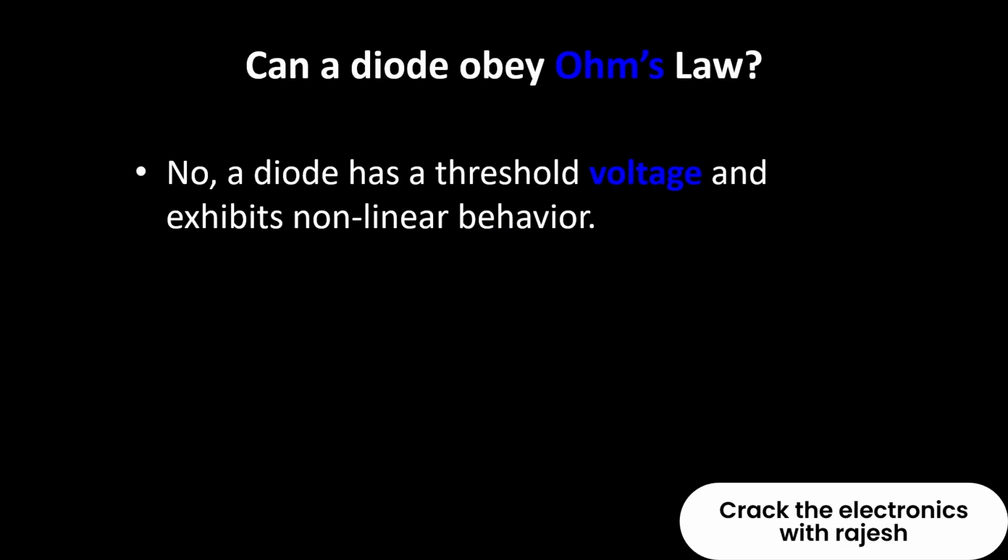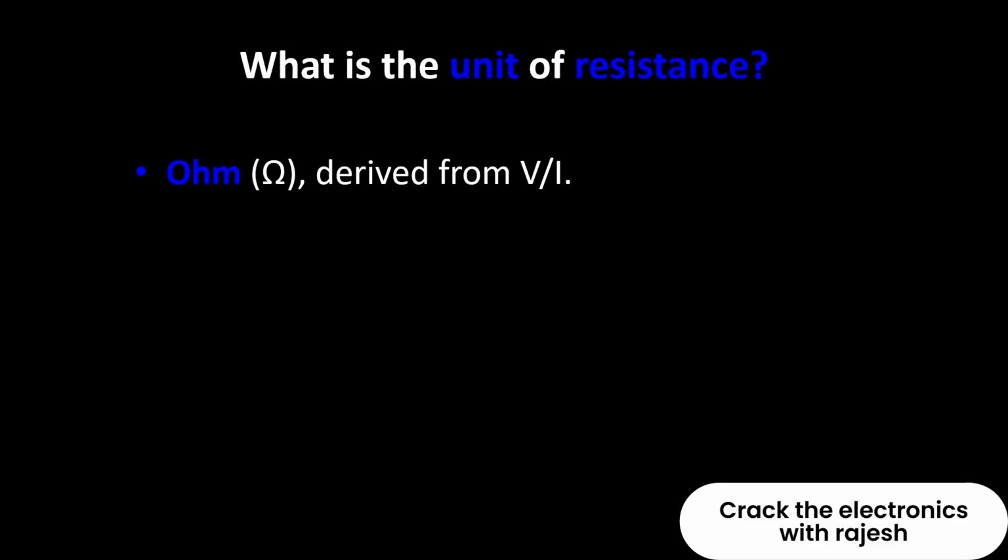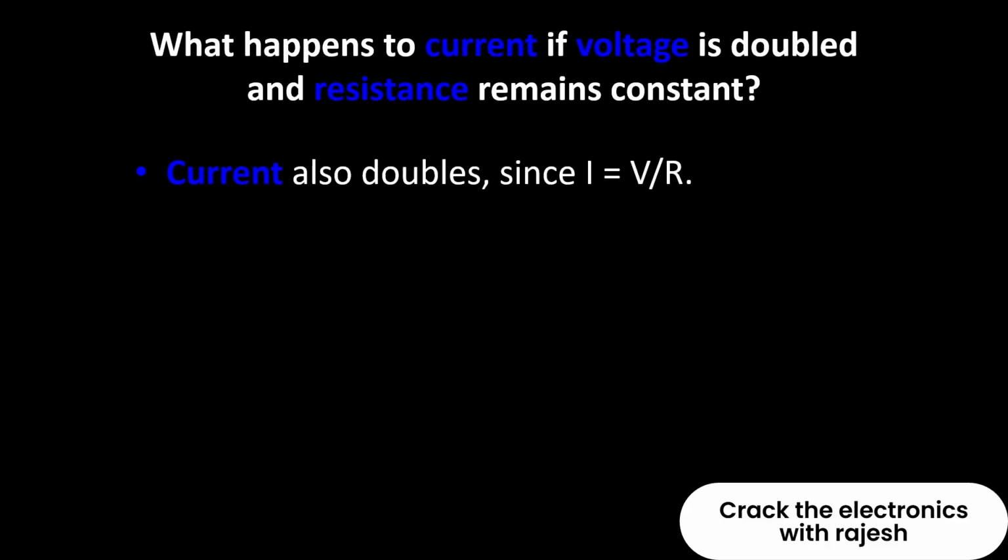So can a diode obey Ohm's law? No, a diode has a threshold voltage and exhibits nonlinear behavior. After the threshold voltage, diode resistance changes and it conducts. So that happens, right? That's why it is a non-ohmic device. What is the unit of resistance? The unit of resistance is the ohm, derived from VI characteristics.